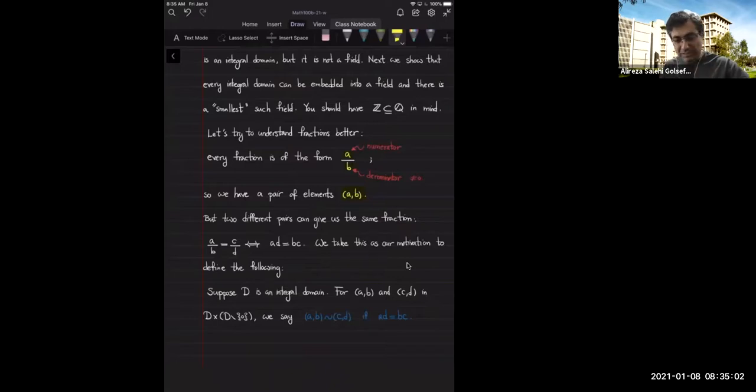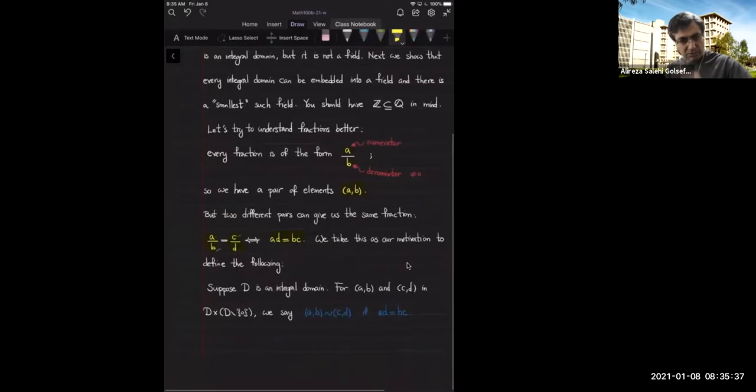What is this equivalence relation that I'm talking about? Again, we are seeking this kind of property: a over b should be the same as c over d when a times d is the same as b times c. If I have this equality, then we believe that we are getting the same fractions. So we take this computation from rational numbers and integers, and we try to extend it. We create the field of fractions for an arbitrary integral domain.